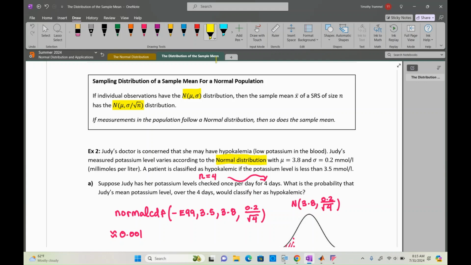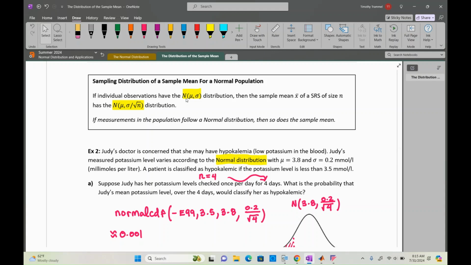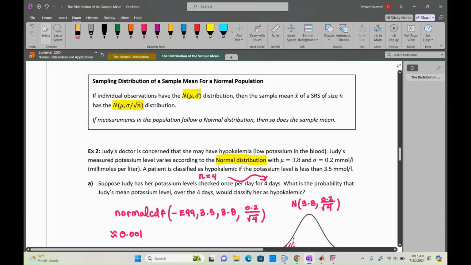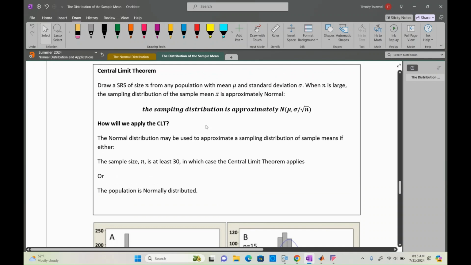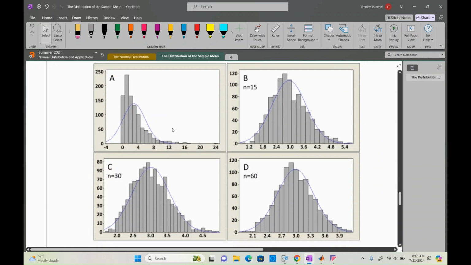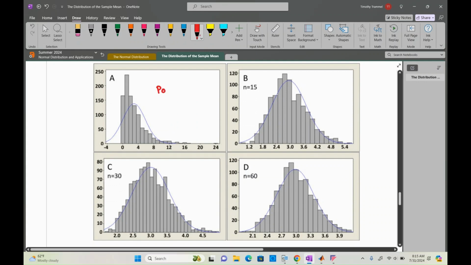Now, the question's going to be next, well, what if the population's not normally distributed? Then what? And let's go find out. So what we actually have in this, I'll go back up to that box here in a minute, is we have some population distribution.